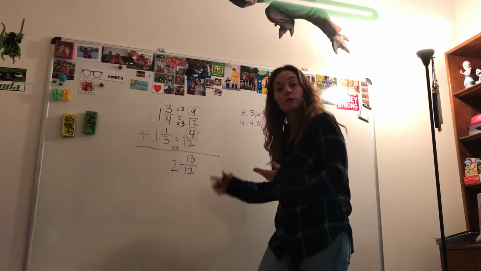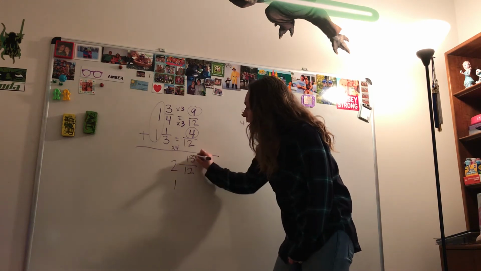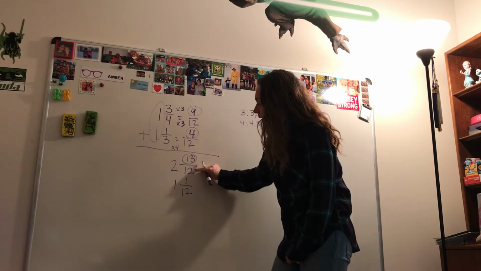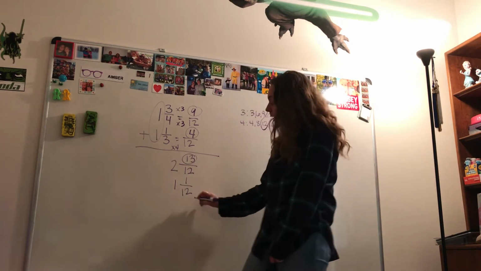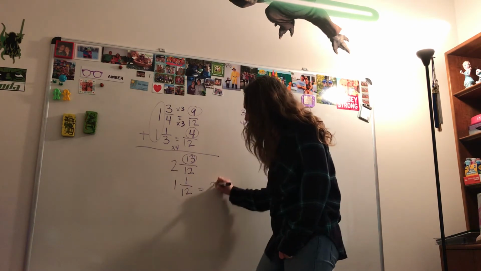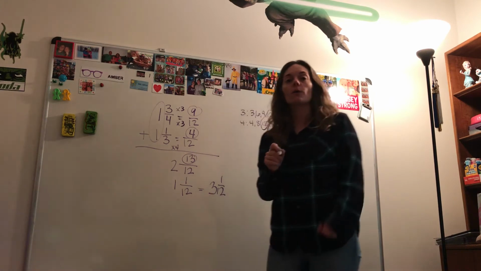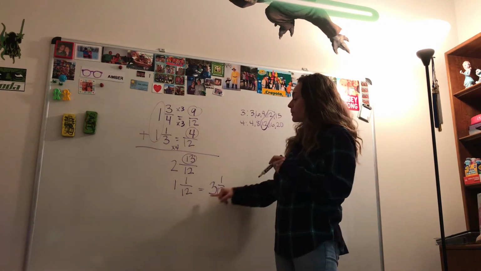Well, I know that 12 goes into 13 one whole time. So I have my 1 whole, and I have 1 left over to get to 13, and I keep my denominator the same. Once again, don't forget about that whole number. I'm going to add 2 plus 1, which equals 3, and I have 1/12 as my fraction. So if we go to the pond and all the way around the pond, that is equivalent to 3 1/12 of a mile.